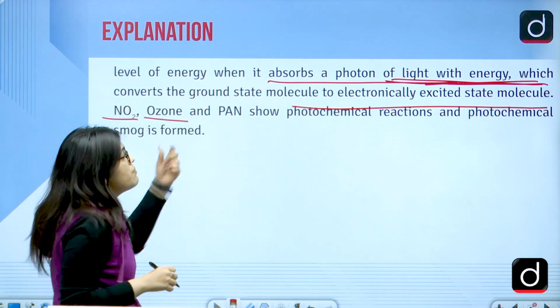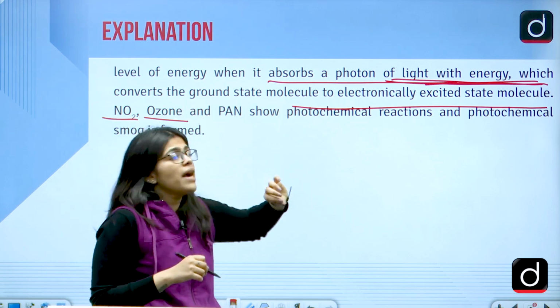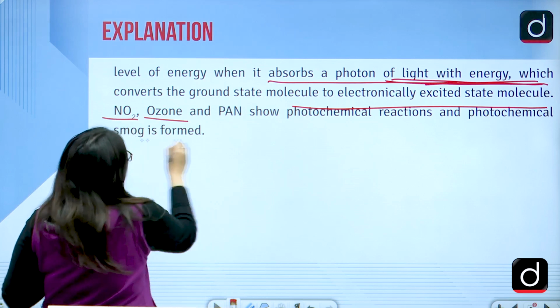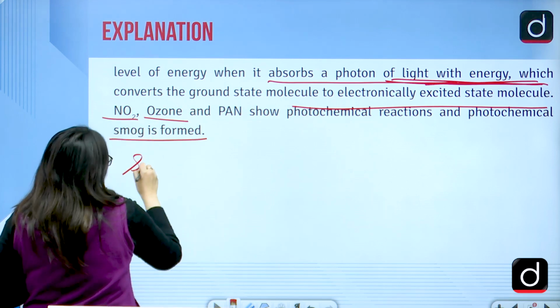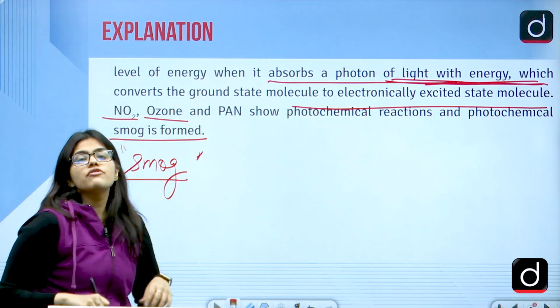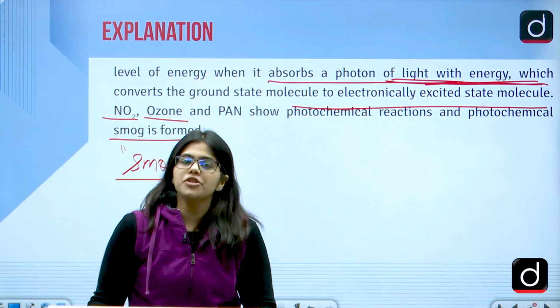NO2, ozone and PAN, when combined together, show these photochemical reactions and photochemical smog is formed. So from this reaction, you will find smog that is produced, right?